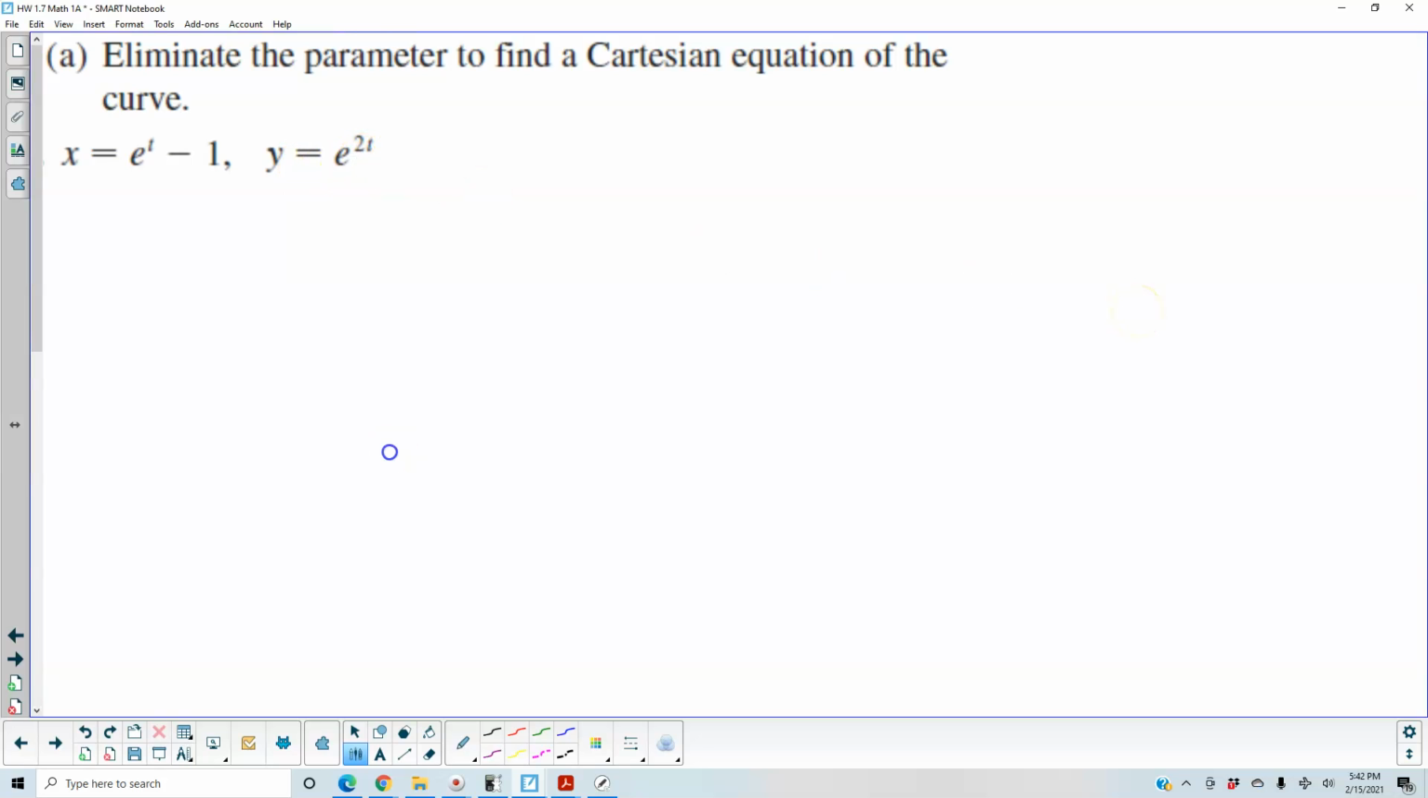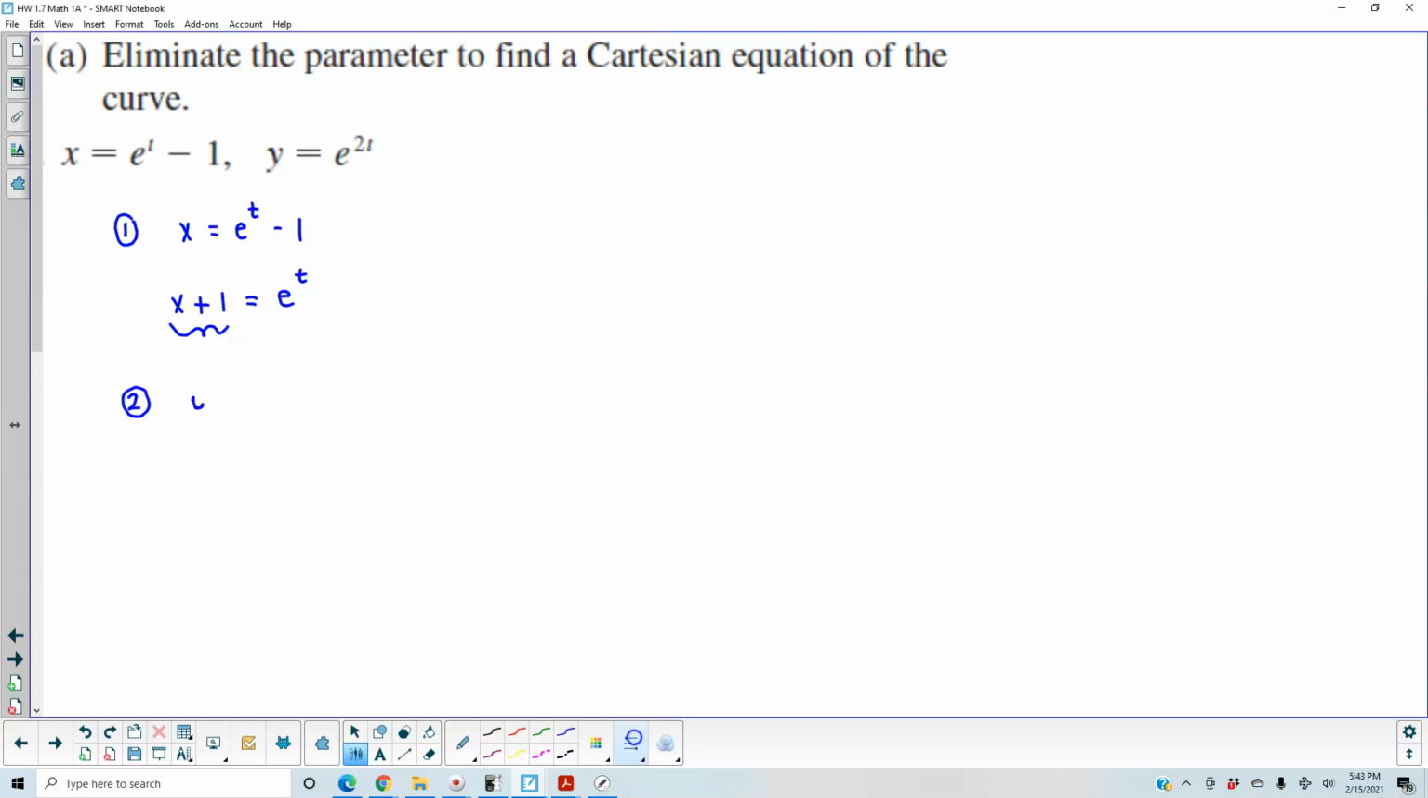Well, if we take a look at the first part here, which is x, we have x equal to e to the t minus 1. Now let's solve for e to the t. If we add 1 to both sides, then we know that x plus 1 is equal to e to the t. And now we can substitute this e to the t into y.